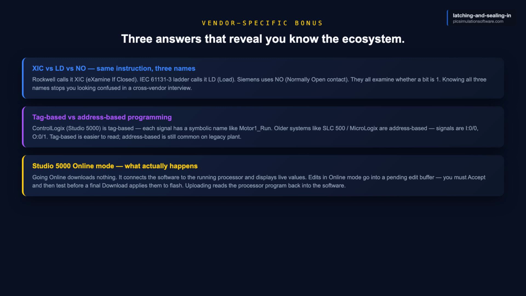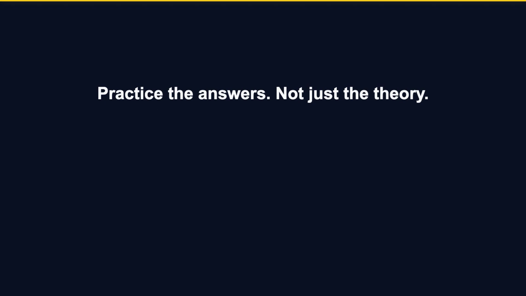What does Studio 5000's online mode actually do? Answer: applies edits without stopping the controller, but only certain edit types are allowed. Adding a tag works online. Changing data types requires a full download. Knowing which is which signals you have done it for real.